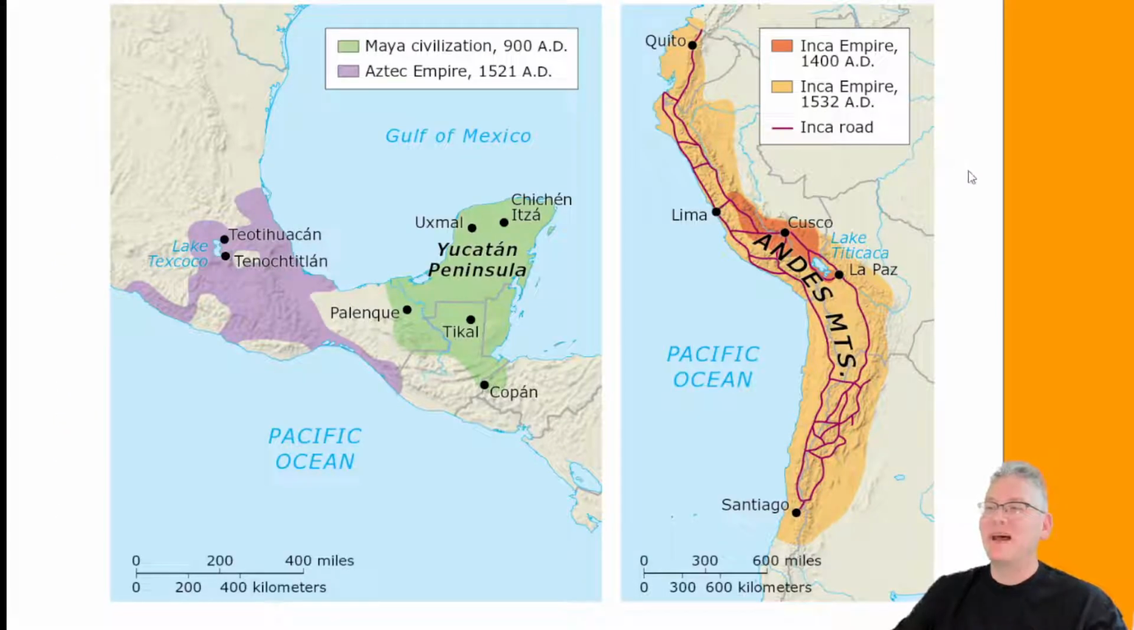All right. Here are some maps for you. We have the Mayan civilization about 900, and then the Aztecs by 1521. You can see they're in generally the same area, though the Yucatan Peninsula is far more important to the Mayans. Over there on the Inca Empire, then, you can see the Incas in about 1400, as well as the Incas in about 1532. And you can see that really complex road system that was so important to them.